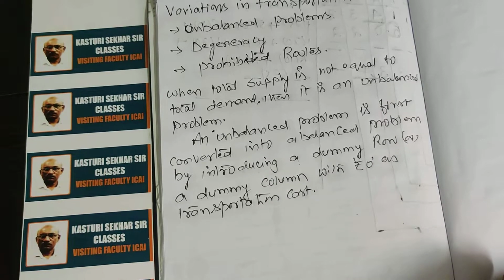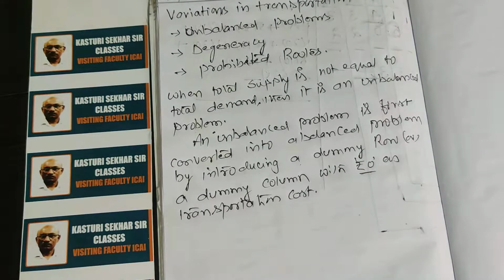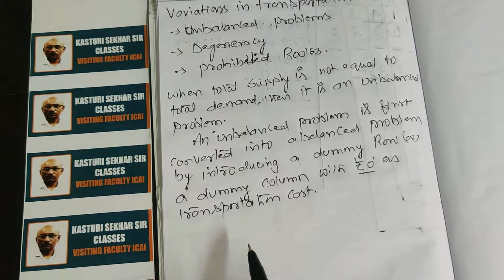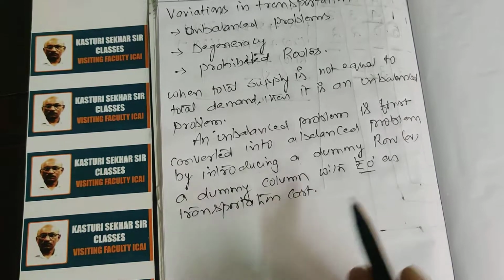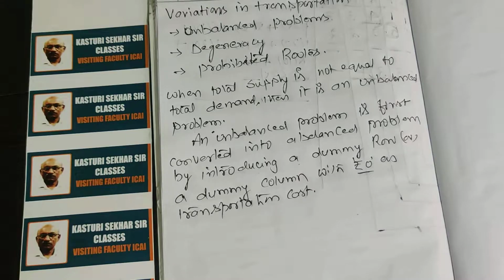So we have to think what is its effect on the total transportation cost. The answer is, per unit cost we are taking as 0. So 0 into any number of units is 0. So a dummy column or dummy row has no influence on the total transportation cost. The reason is very simple: for the dummy row or dummy column, per unit cost we are taking as 0.